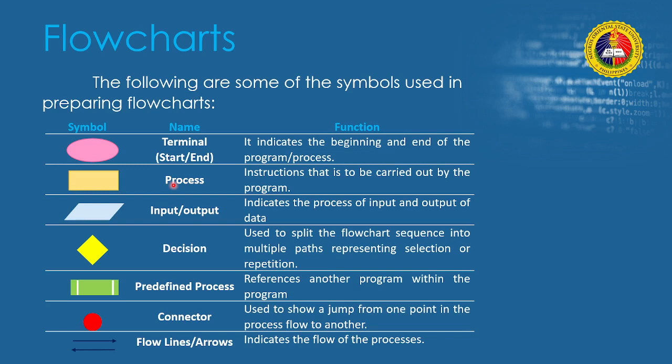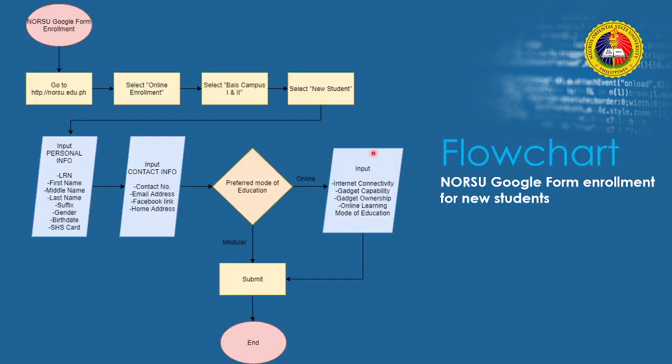Okay, so the following are some of the symbols used in preparing flowcharts. We have the ellipse, which means terminal, start, meaning the start or end of the process. It indicates the beginning and end of the program or process. So let's check here. Where is the ellipse, where is the terminal here? Google Form, correct. Google Form enrollment.